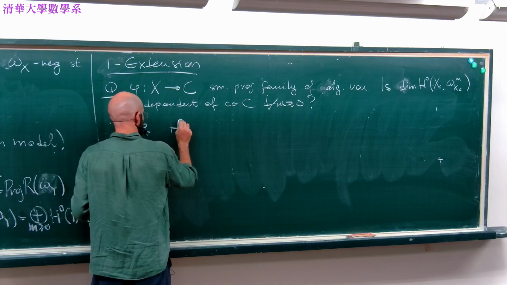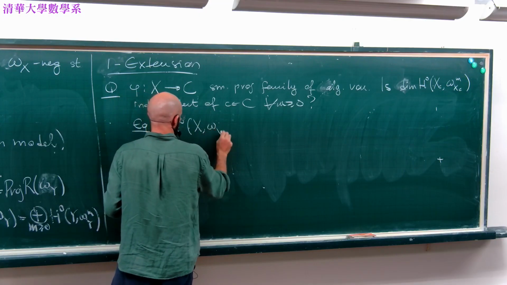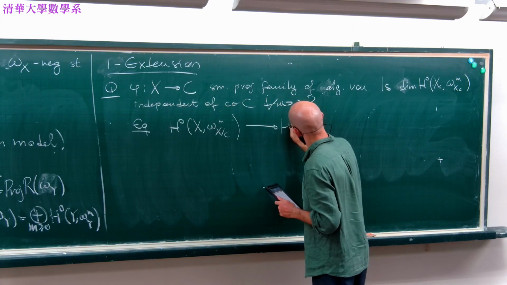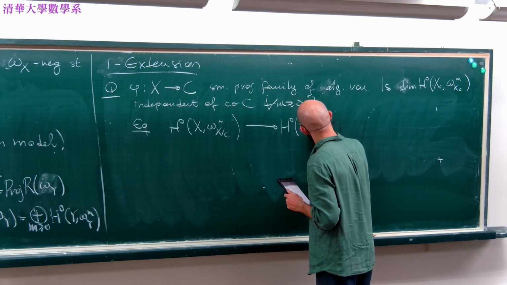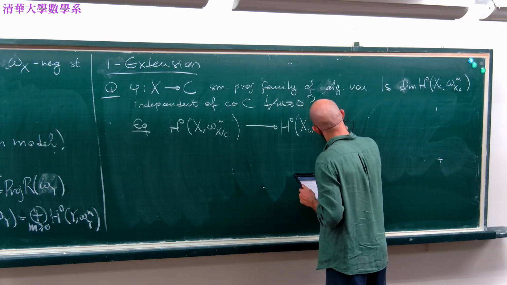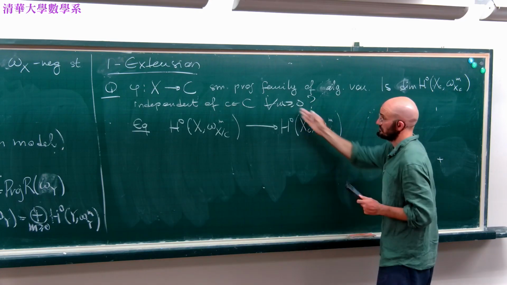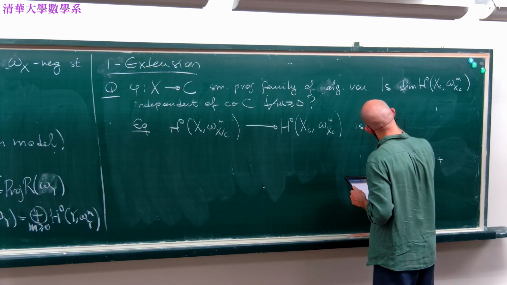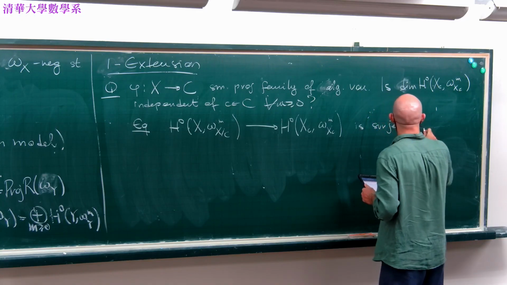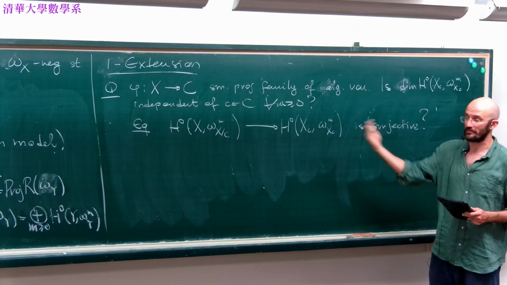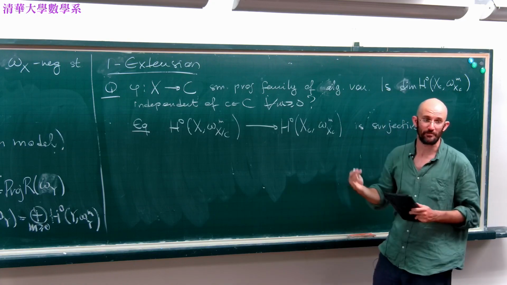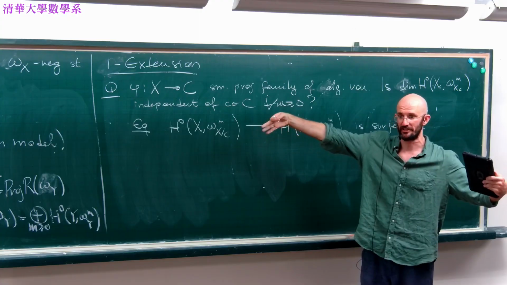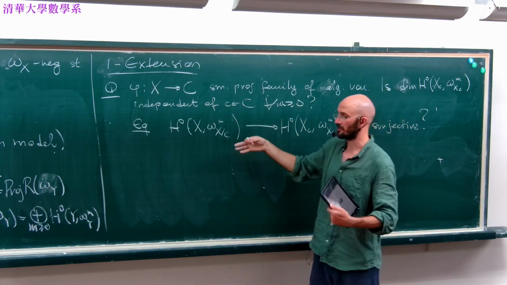you can look at, there is a natural restriction map from the total space to a fiber, and you're asking whether this thing is surjective. So this is why this is called an extension problem. This number being independent of the fiber means that any pluricanonical form on a fiber can be promoted to a relative pluricanonical form on the total space.